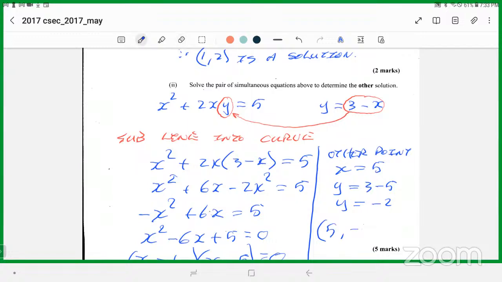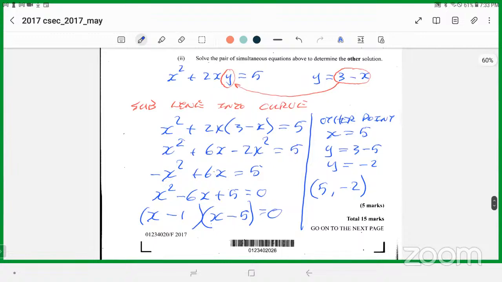5, negative 2 is the other point. This is my answer right here. 5, negative 2 is the other point. I don't have to work out the first point because we have it already. The question asks me for the other point, so I'm focusing on the other point. Understand that? I'm not going to work the question over again.